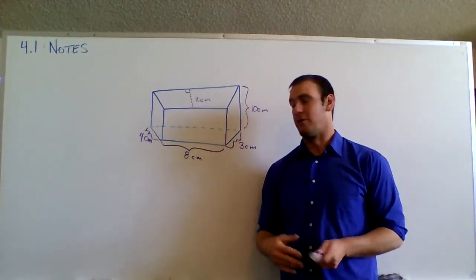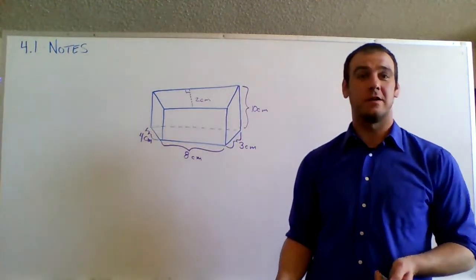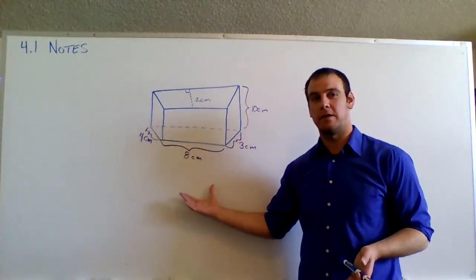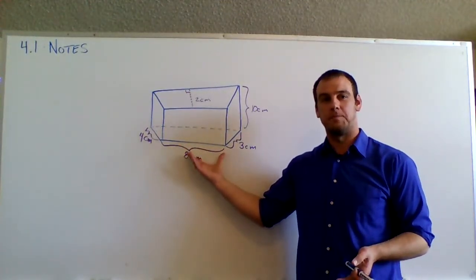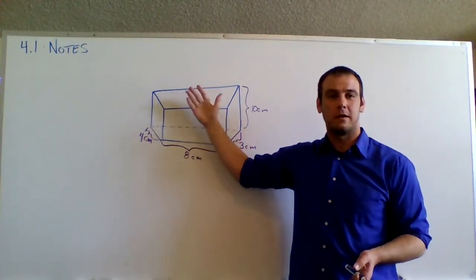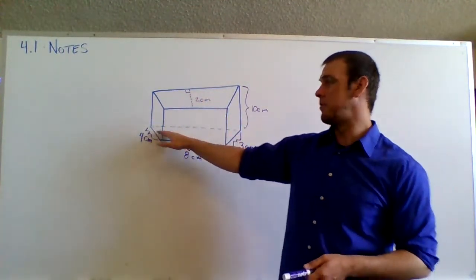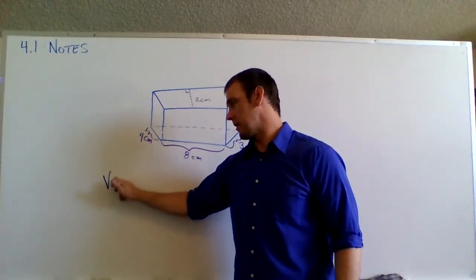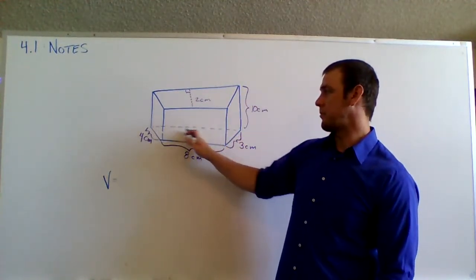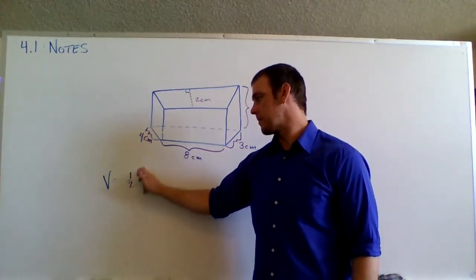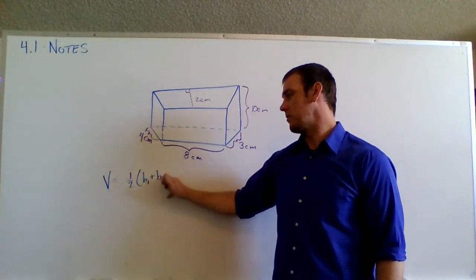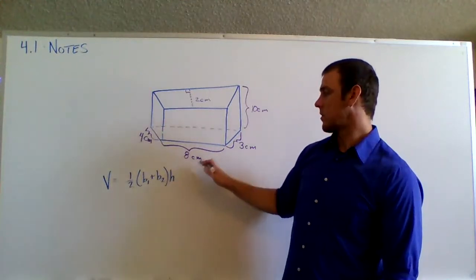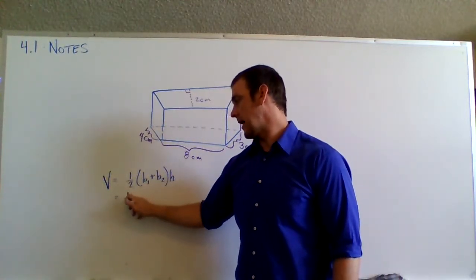So volume isn't going to be that bad. What you guys are going to need to do is find, just like for a box or a cylinder, the area of the base and multiply it by your height. The only thing now is our base is a trapezoid. So hopefully you guys remember what the area of a trapezoid is. A trapezoid is going to be 1/2 base 1 plus base 2 times our height. So what we've got here is going to be 1/2.